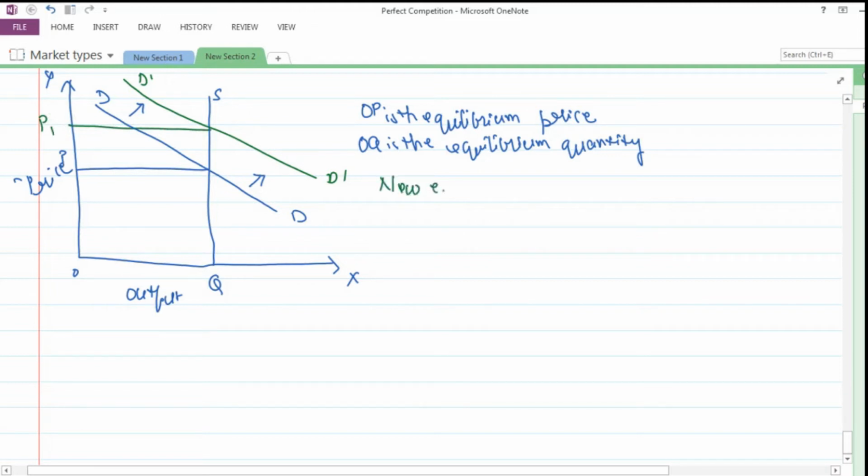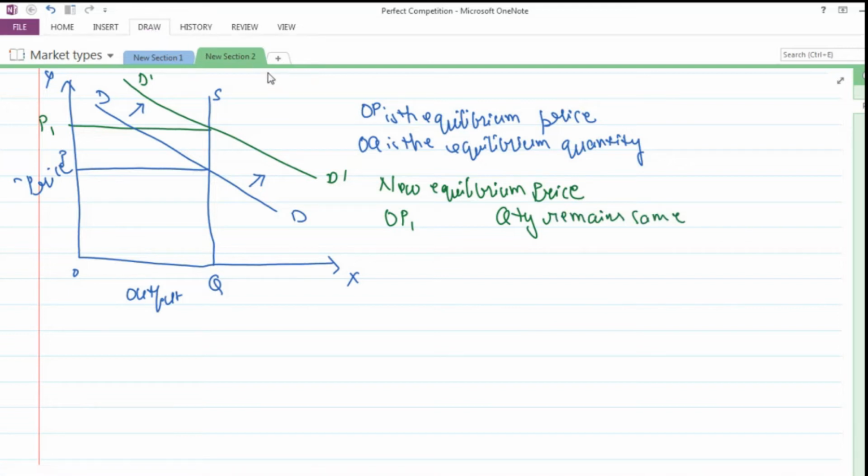The new equilibrium price is equal to OP1, but the quantity remains the same. Due to an increase in demand and the supply being constant, the price tends to go up. Why has this price increase happened? Because here the supply is constant. The supply is constant, so the prices have moved up.